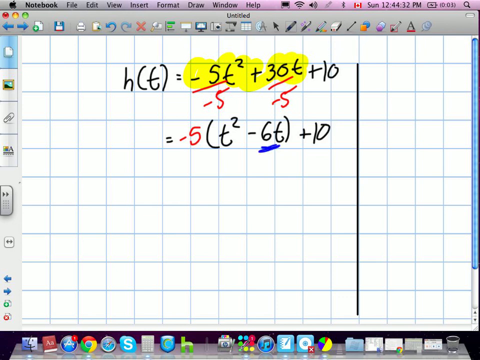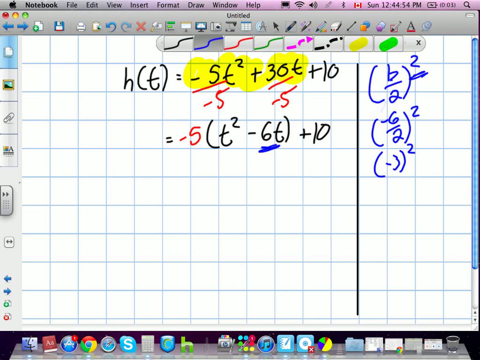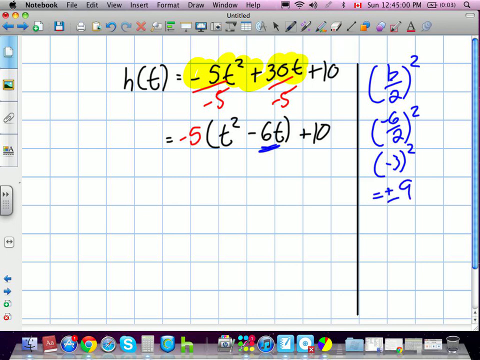Now this is our new b value, you could say. And what we're doing is we're taking b divided by 2 and squaring it. So our new b value is negative 6? Sure. Negative 6 divided by 2 is negative 3. Wait, why are we dividing by 2 again? It's just part of the process. Remember that little formula, b divided by 2 squared. That's important. Okay? So we divide it by 2, and then we square it. Well, negative 3 squared is 9. And we're adding and subtracting 9 inside this equation.